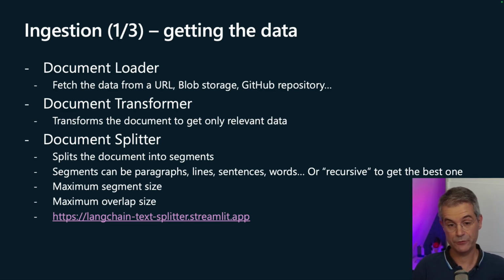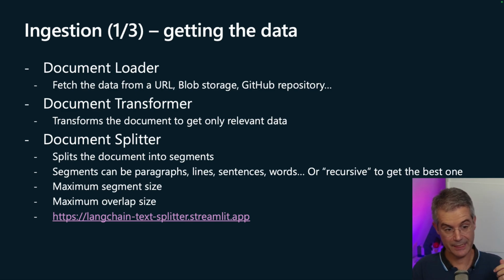So first of all, you need to get the data. You can get it from a URL, from a blob storage, from a GitHub repository. There's different ways to get data with LangChain4J, or you can also code your own data loader by hand. Once you've got the data, very often you need to transform it to get only the text. Here, what we're going to use is a URL and some HTML data. And so you will want to get the text out of that HTML file, so you need to transform it.